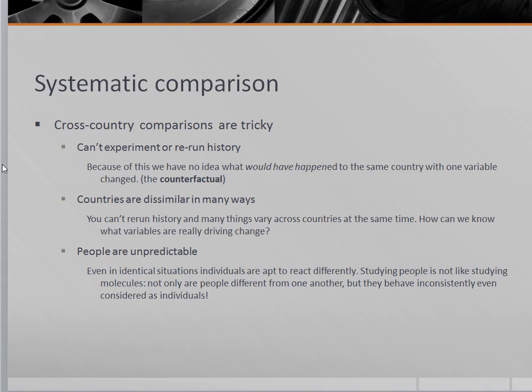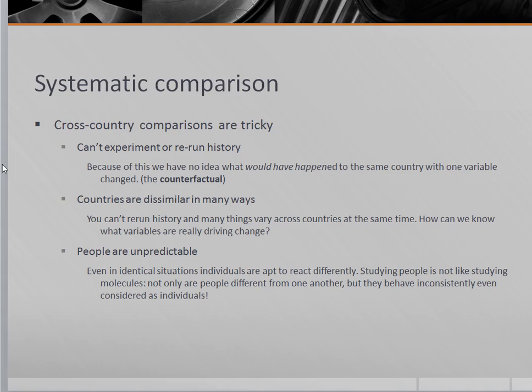Now, another reason that cross-country comparisons are tricky, and I've already sort of mentioned it, is that countries are very dissimilar. Many things vary across countries at the same time, and that multiple variation can lead us astray. We can think that one source of variation is causing variation in outcomes, when in fact it's some other source of variation that we hadn't even thought about. Because of that, establishing good accounts of causality, that is to say, establishing good explanations, is trickier.